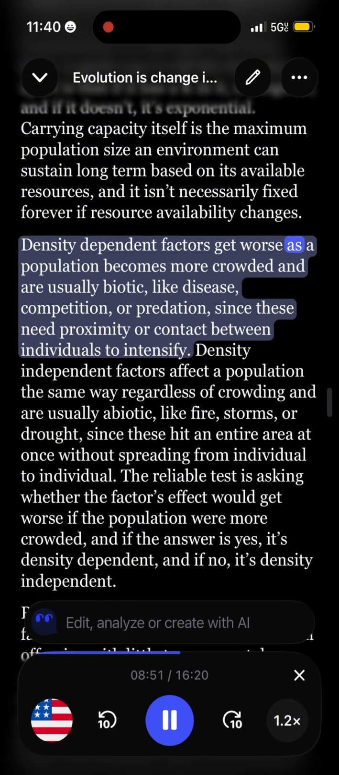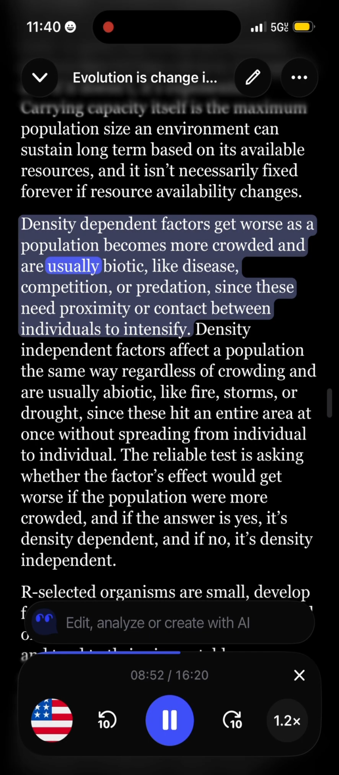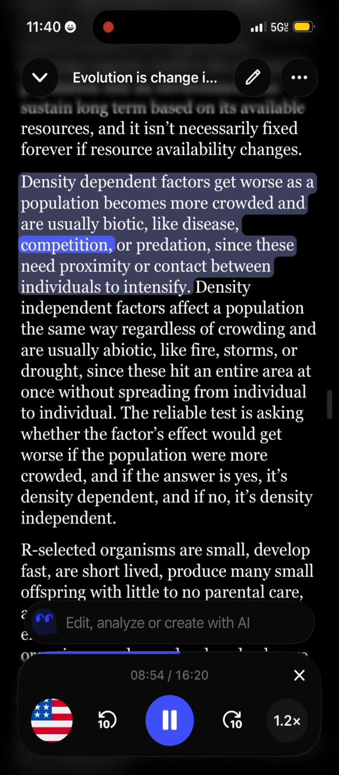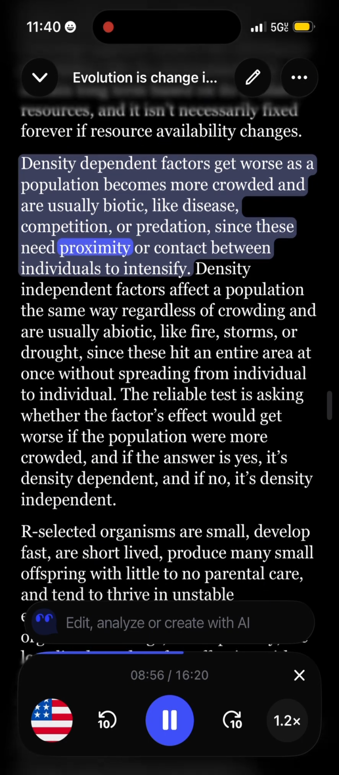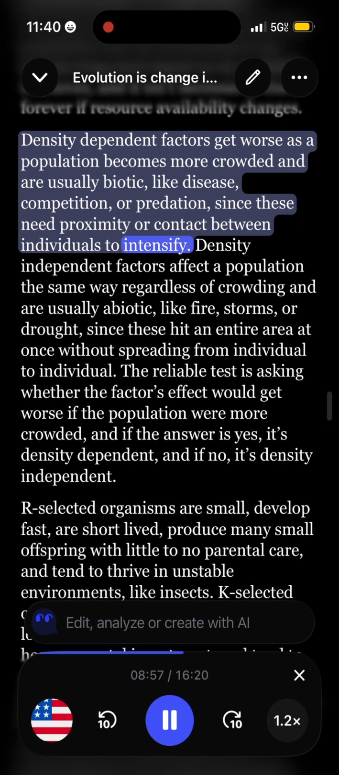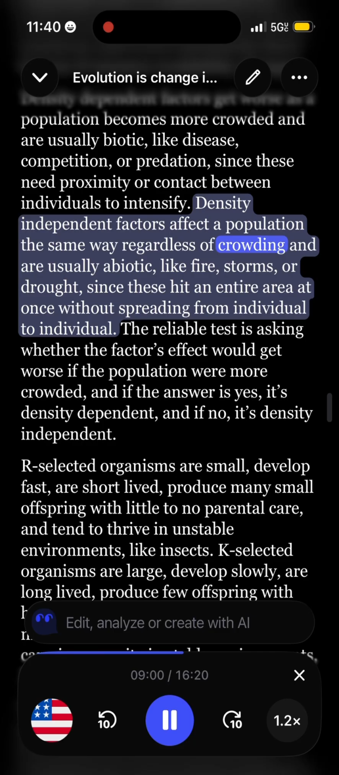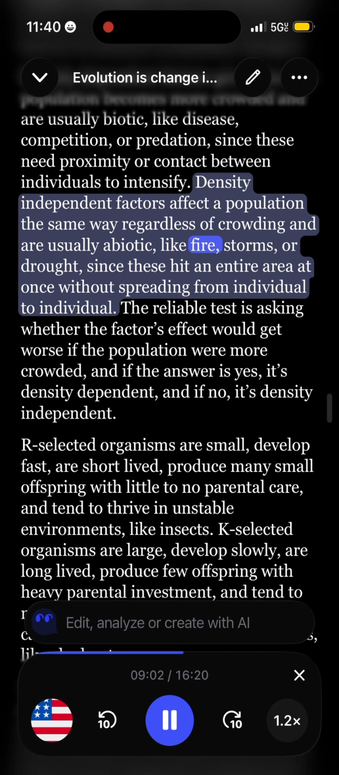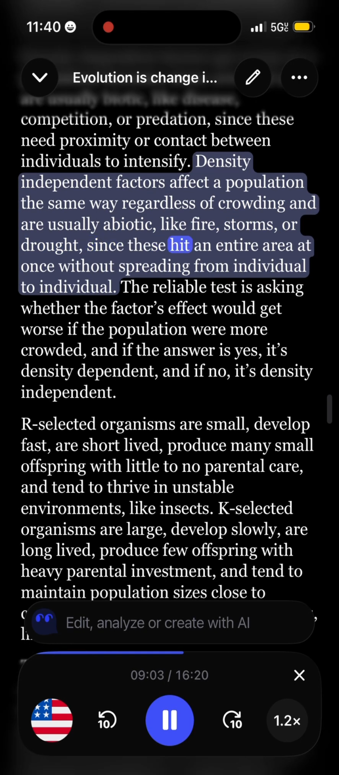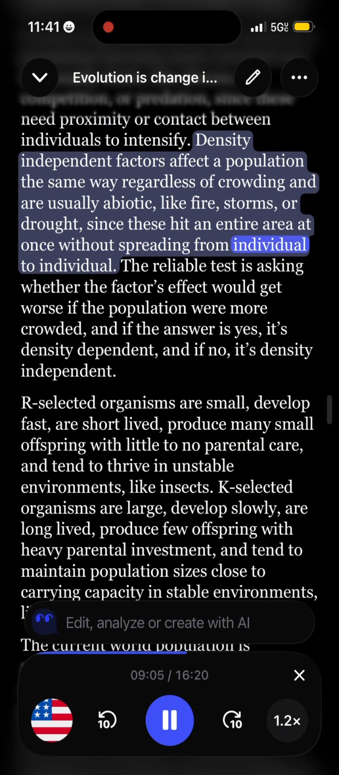Density-dependent factors get worse as a population becomes more crowded and are usually biotic, like disease, competition, or predation, since these need proximity or contact between individuals to intensify. Density-independent factors affect a population the same way regardless of crowding and are usually abiotic, like fire, storms, or drought, since these hit an entire area at once without spreading from individual to individual.